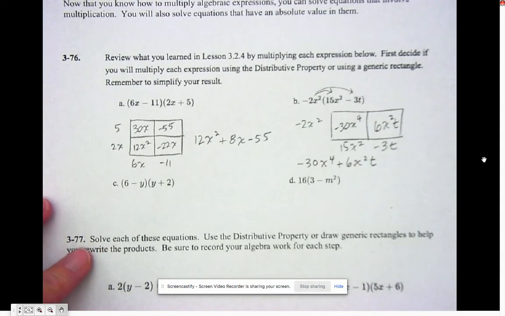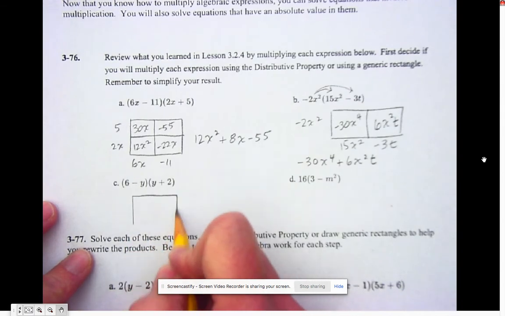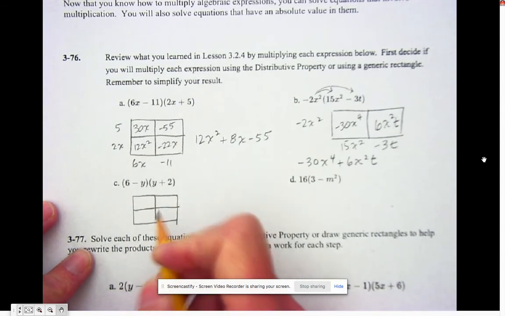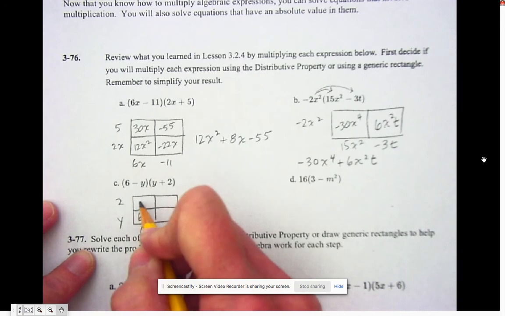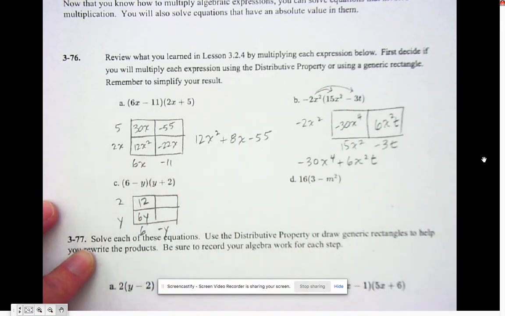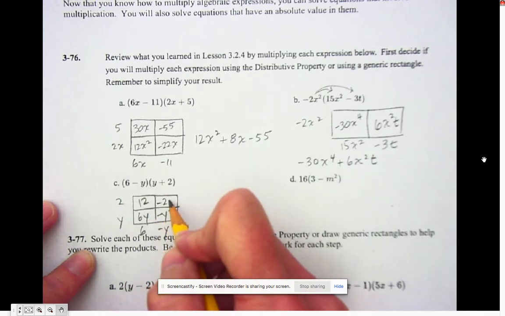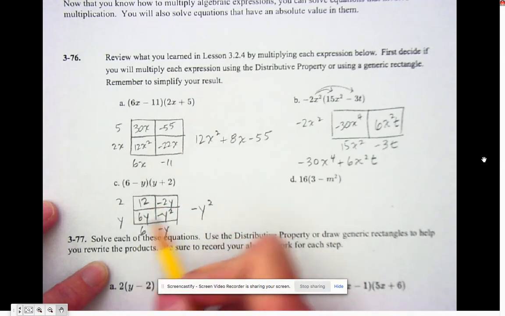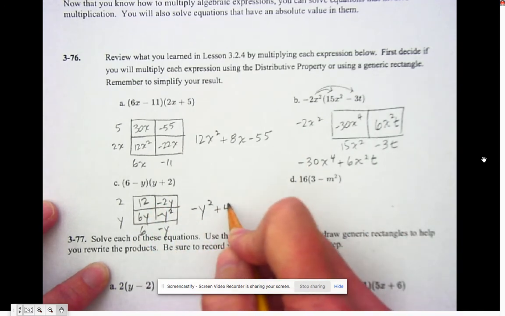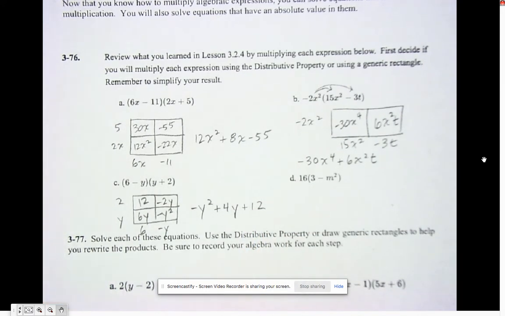Okay, let's look at C. And again, if you want to make a generic rectangle, you could. So I have 6 minus y times y plus 2. 6 times y is 6y. 6 times 2 is 12. y times negative y is negative y squared. And negative y times 2 is negative 2y. All right, so negative y squared. I'm going to combine these two things together to give me plus 4y and then plus 12.